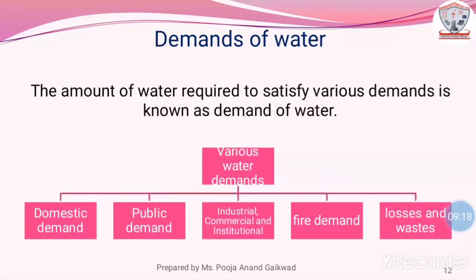Demands of water. The amount of water required to satisfy various demands is known as demand of water. There are various types of water demands. First, domestic demand. Second, public demand. Third, industrial, commercial and institutional. Fourth, fire demand. Fifth, losses and wastes.